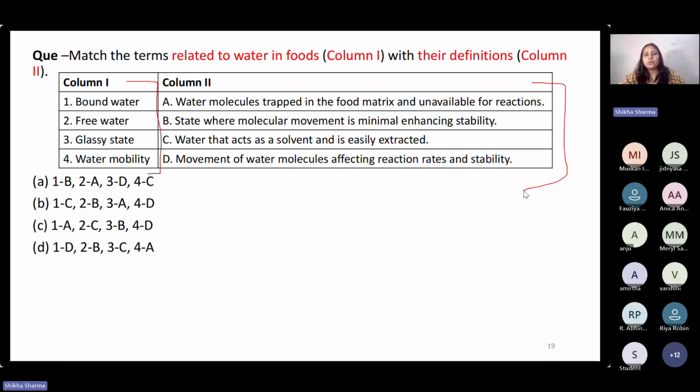A is water molecules trapped in the food matrix and unavailable for the reactions. B is a state where molecular movement is minimal, enhancing the stability. Third is water that acts as a solvent and is easily extracted. D is movement of the water molecules affecting the reaction rates and stability.